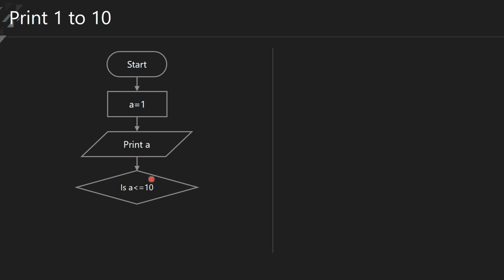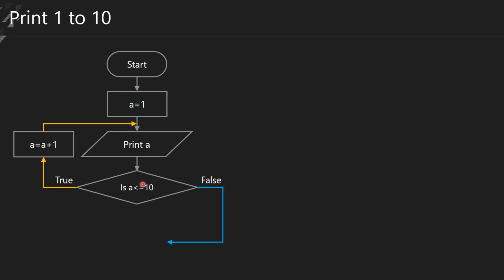Then I'll check that A is less than or equal to 10, because A is the first number. I am assigning it, one, and have to print it. Then I have to check that A is less than or equal to 10. Then I'll repeat the step. If true, go back and A gets incremented by 1. Then print, right? So we check true, print. Check true, print. Suppose A is not less than or equal to 10, false. If it is false, then you have to stop.